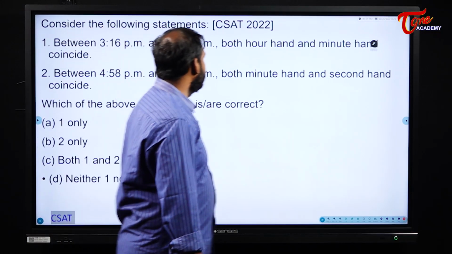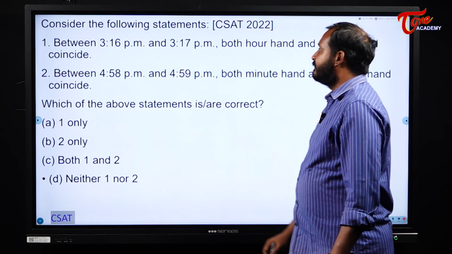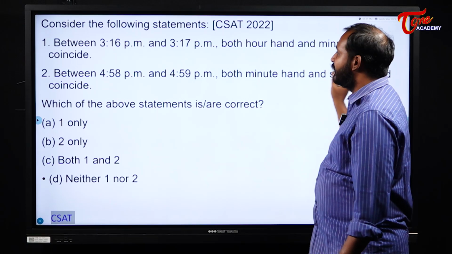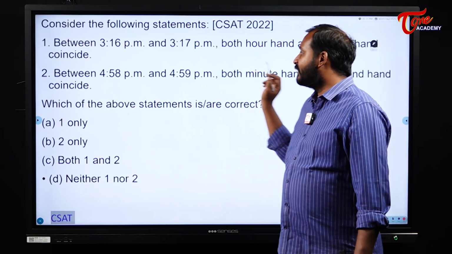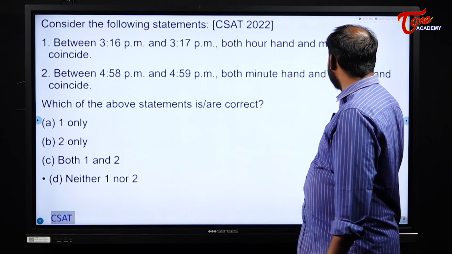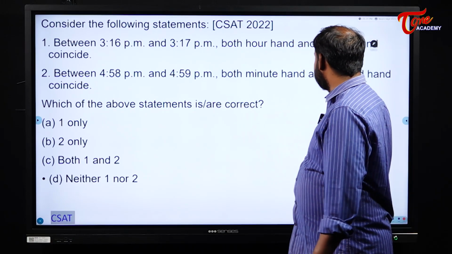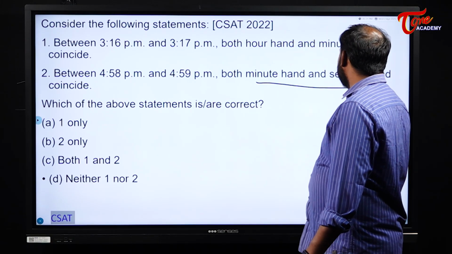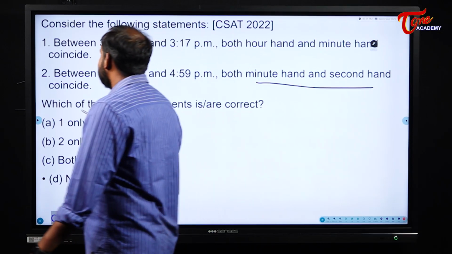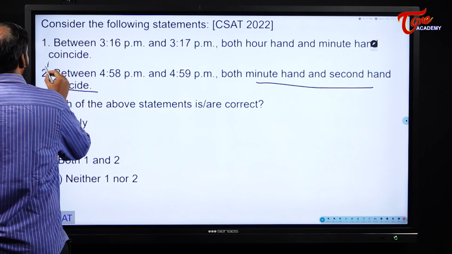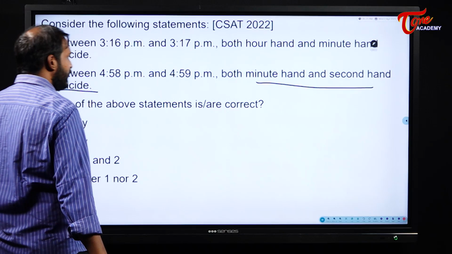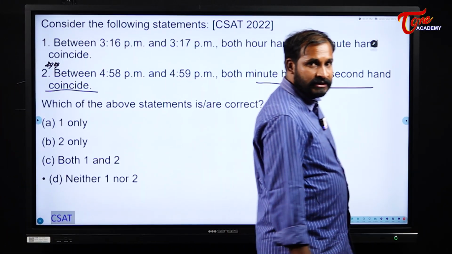Consider the following statements. Between 3:16 p.m. and 3:17 p.m. both hour hand and minute hand coincide. Between 4:58 p.m. and 4:59 p.m. both minute hand and second hand coincide. Please be careful, students. Here for the first time we are seeing the second hand.